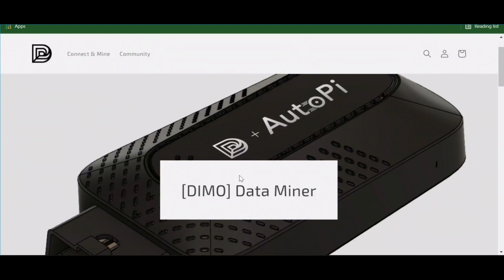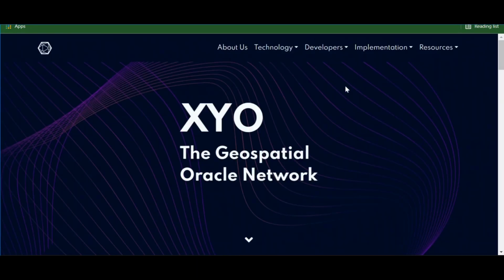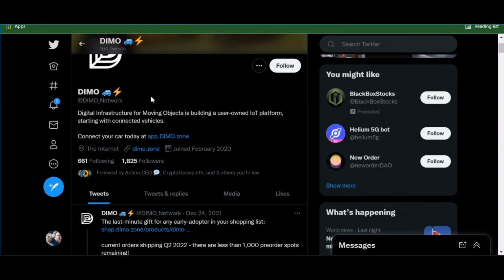So that begs me to question, can't they just build an app? XYO, they have an app. Come on. XYO's been doing this data thing for a long time. And it's all built into your phone already. Why do you need to buy a $300 device? So that makes me wonder if they're just trying to sell devices or not.